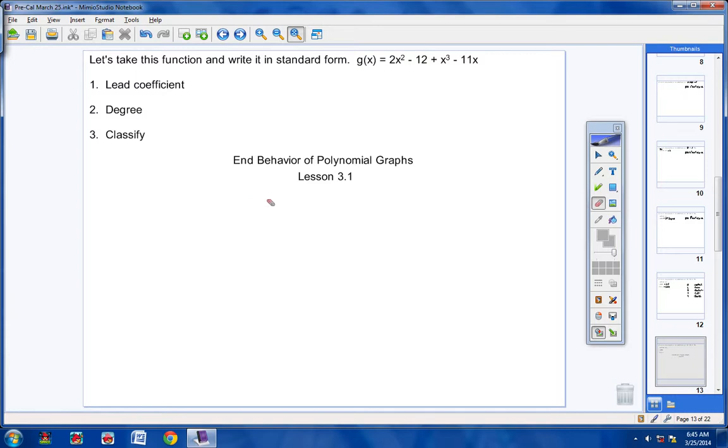Let's go ahead and look at end behavior of polynomial graphs. Okay, lesson 3.1, of course the data is still the same. End behavior of polynomial graphs.